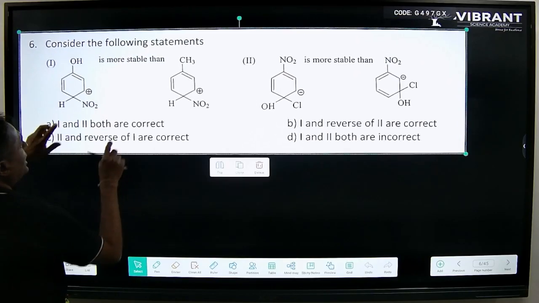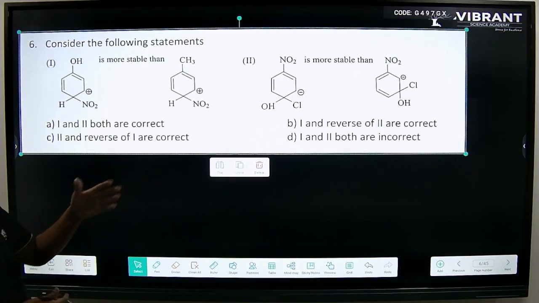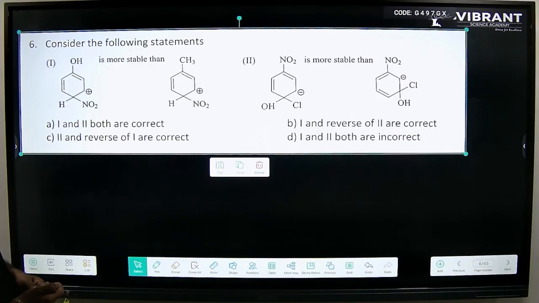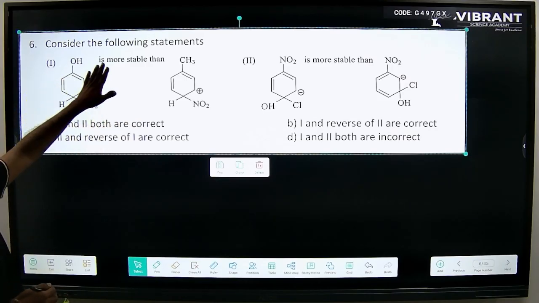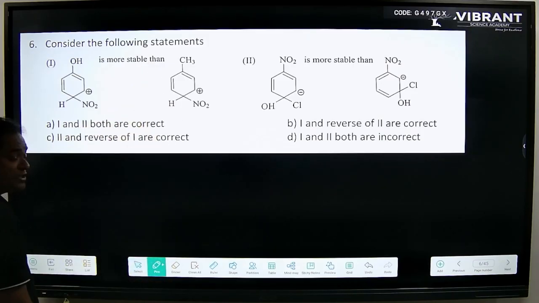Now, I want you to check one thing, what they have given. Consider the following statements given to you, correct? And these are the two statements given to you. First one: this compound is more stable than the methyl structure given to you, and the same way the other one. Let us see what I want to discuss.